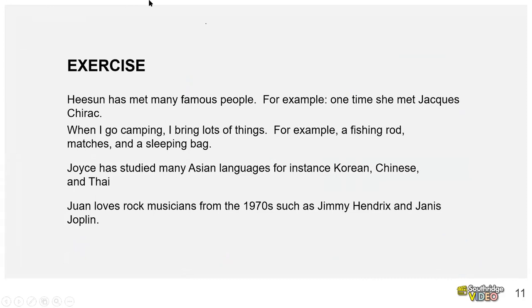Okay, here is the exercise. You have to correct the sentence. The sentence may not be good, I mean the punctuation. Hasan has met many famous people. For example, one time she met Jacques Chirac. Is this a good sentence or not? No, sir. What should be here? What is wrong here?